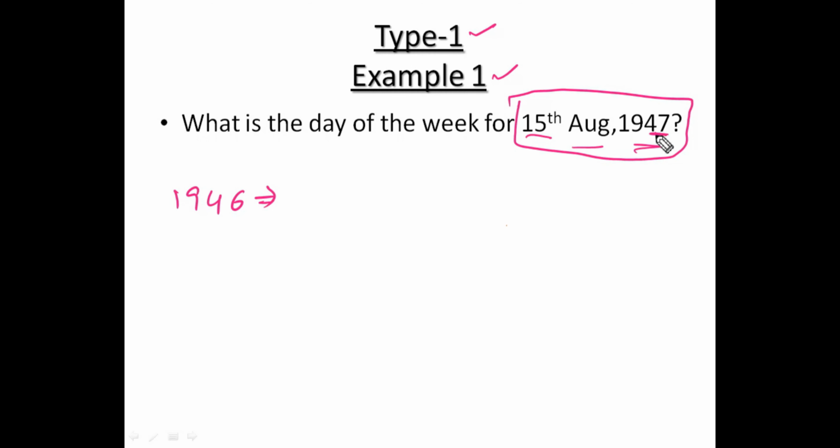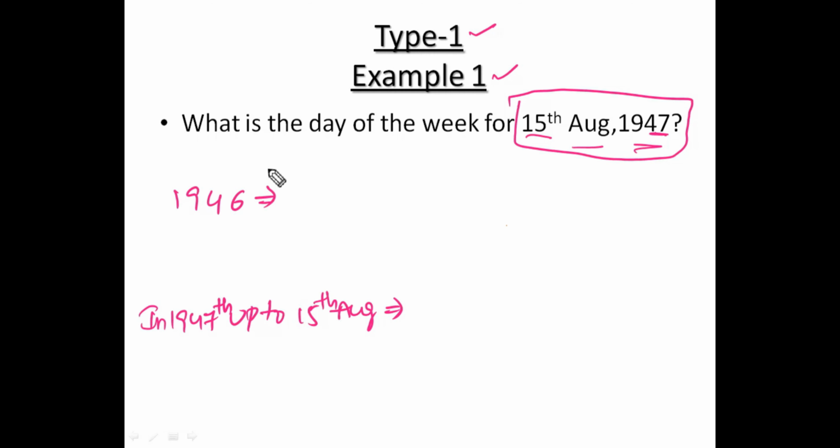Later, the completed duration in the 1947th year. What is the completed duration in the 1947th year? Up to 15th August. So we find the number of odd days in these two cases.